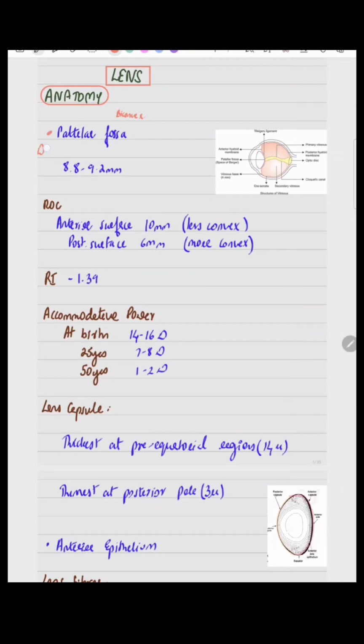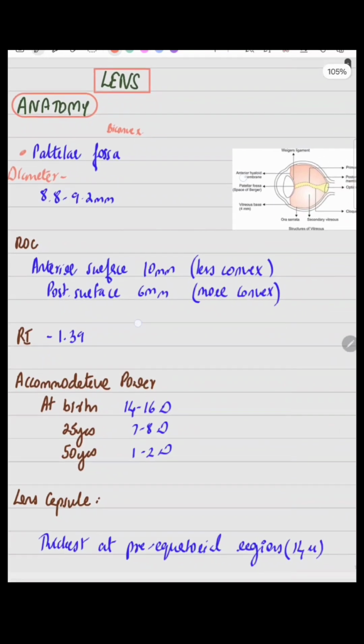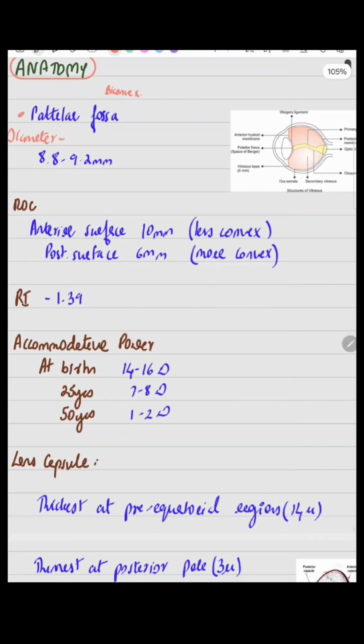The diameter of the lens is 8.8 to 9.2 mm. Thickness at birth is 3.5 mm, and at old age it is 5 mm.